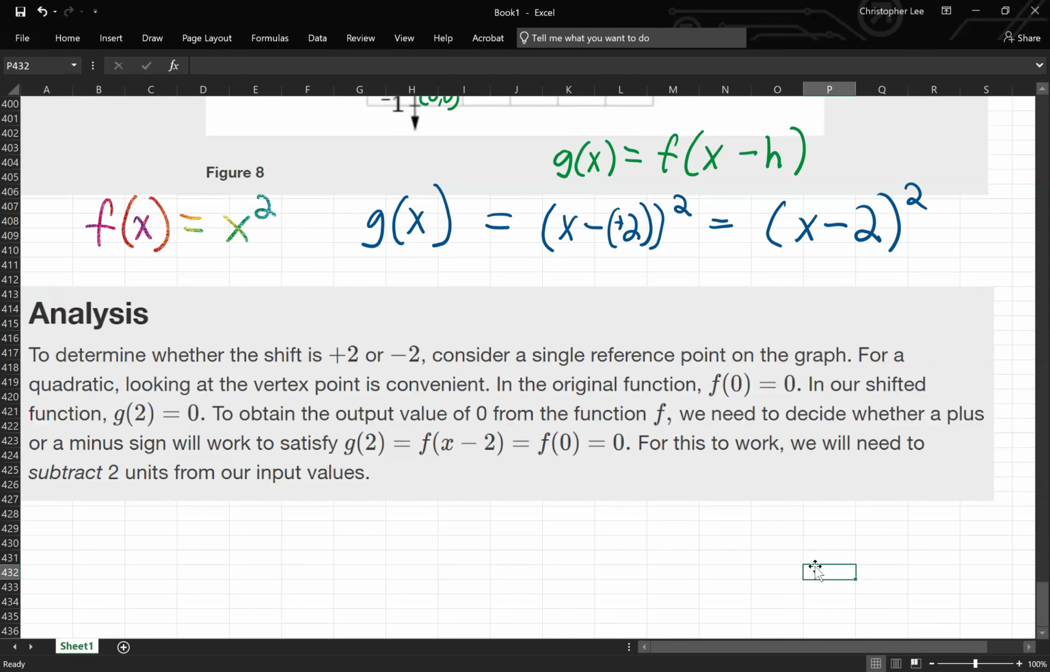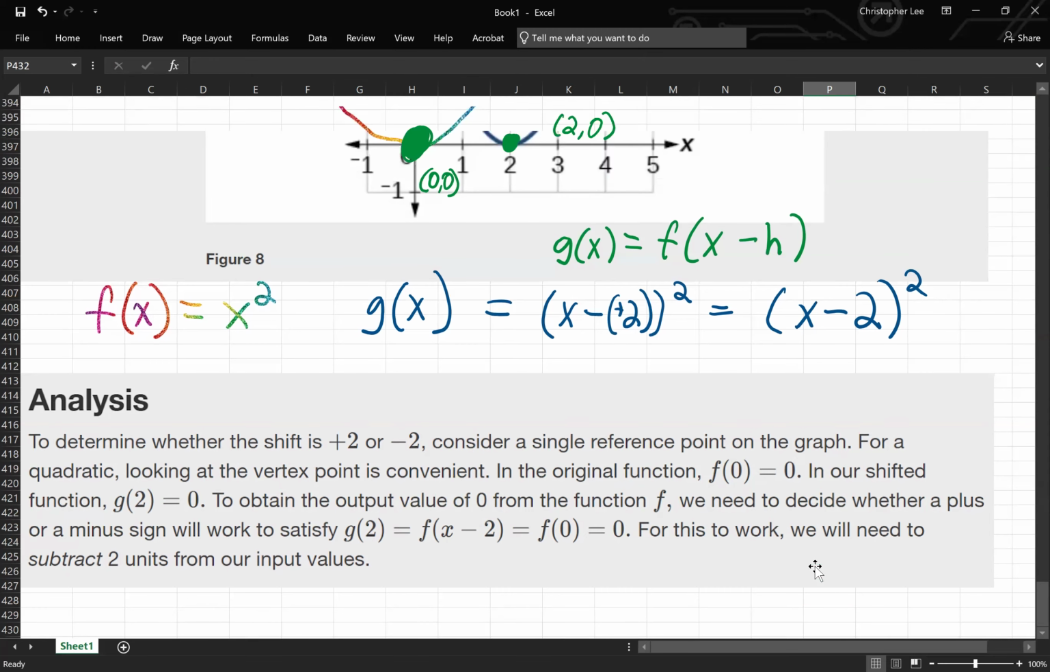To determine whether the shift is a +2 or a -2, consider a single reference point on the graph. For a quadratic, looking at the vertex point is convenient. In the original function, f of 0 is equal to 0. In our shifted function, g of 2 is equal to 0. To obtain the output value of 0 from the function f, we need to decide whether a plus or minus sign will work to satisfy g of 2 equals f of 2 minus 2 equals f of 0 equals 0. For this to work, we need to subtract 2 units from our input value. What does that mean?